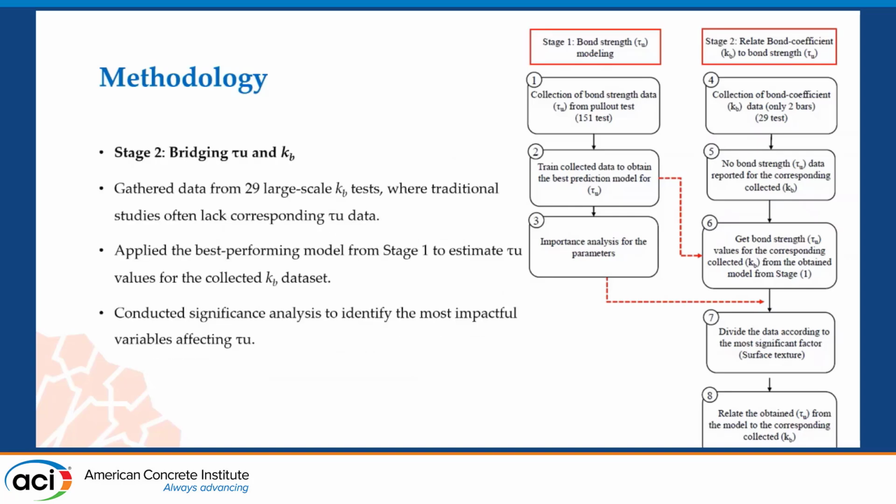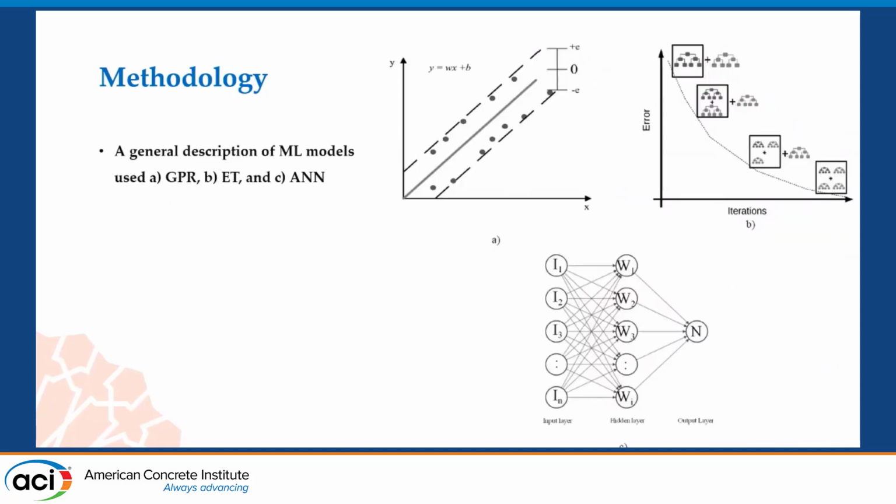Here's the stage 2 that's described for you, and I see here that she used 29 large-scale K sub B tests. So it would be nice to poke a little bit into this paper and be able to see the information that she collected and how that was able to be used for her models.